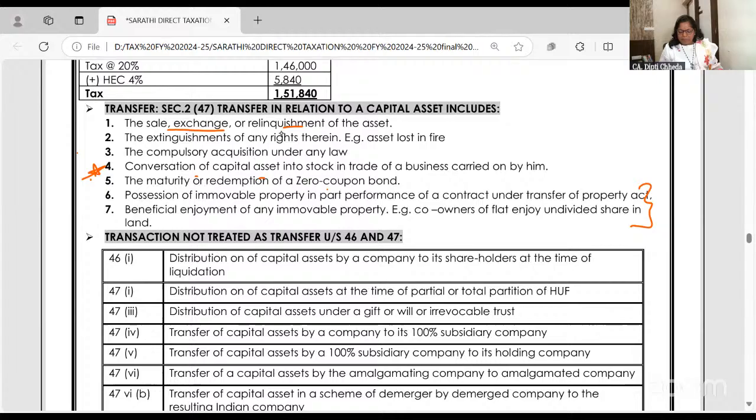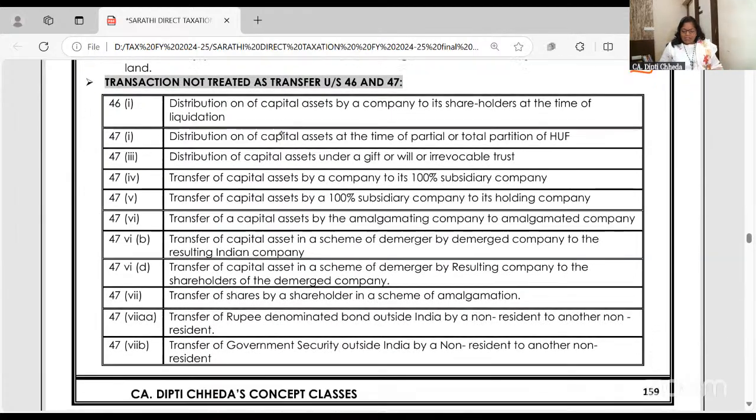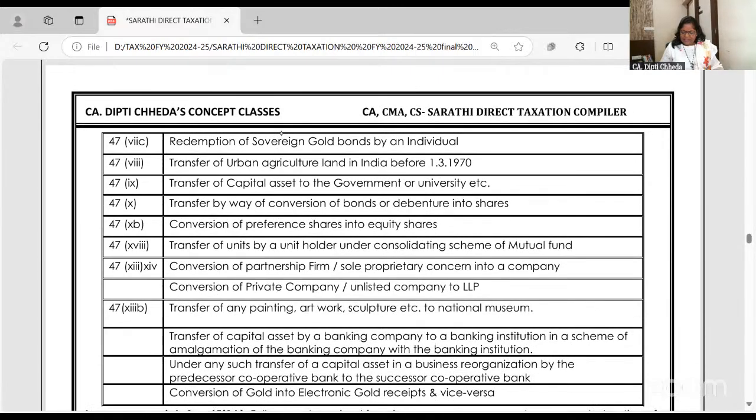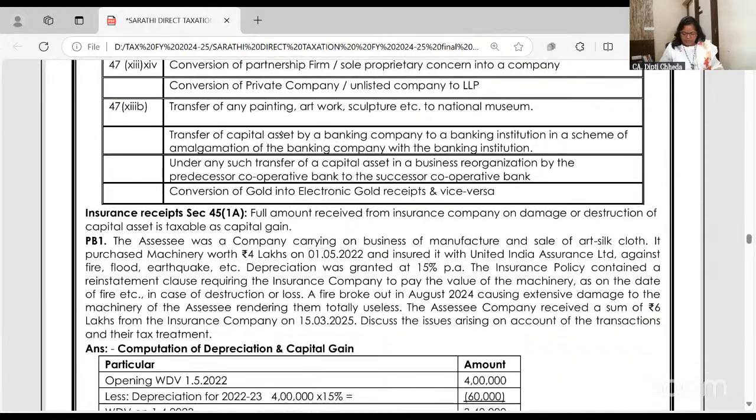And then part performance of the contract. I have transferred the property to you. You paid me not only a token amount but the whole amount. Then it's a transfer, even though legally I am the owner and the paperwork is yet going on. Now, transfer excludes these cases. This you can read. Is anyone having any doubt? I said this one is important. This one is important.